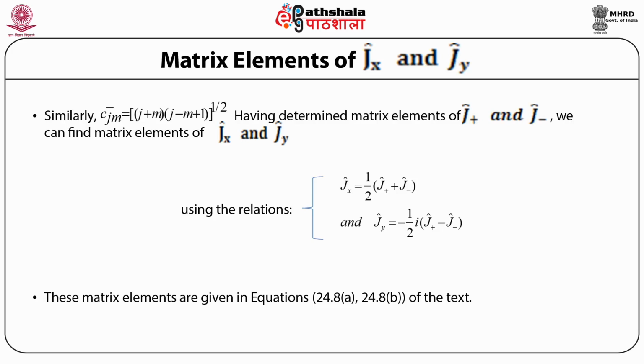H cross is the Planck's constant. Delta Jj prime gives us a value 1 if j is equal to j prime and returns a value 0 if j is not equal to j prime, while delta operator m prime m minus 1 gives a value 1 if m prime is equal to m minus 1 and gives a value 0 if m prime is not equal to m minus 1.